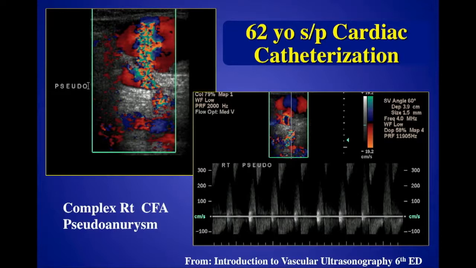So here's one of those cases. Here's one of our recurrences. Here's a 62-year-old, status post-cardiac cath. This was a complex femoral artery pseudoaneurysm. The artery's down here. Here's one locule, here's a second, and then a third. So you can see there are 3 together, and there's the to-and-fro flow.